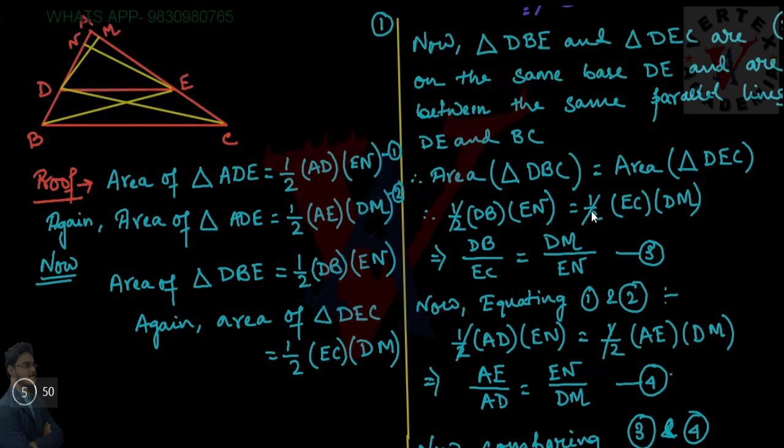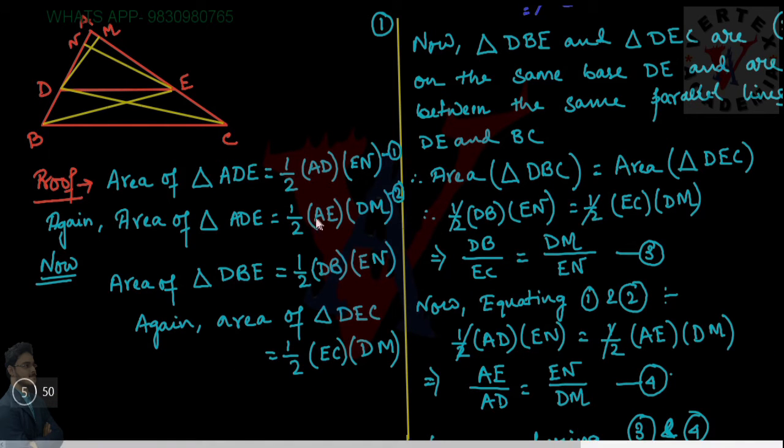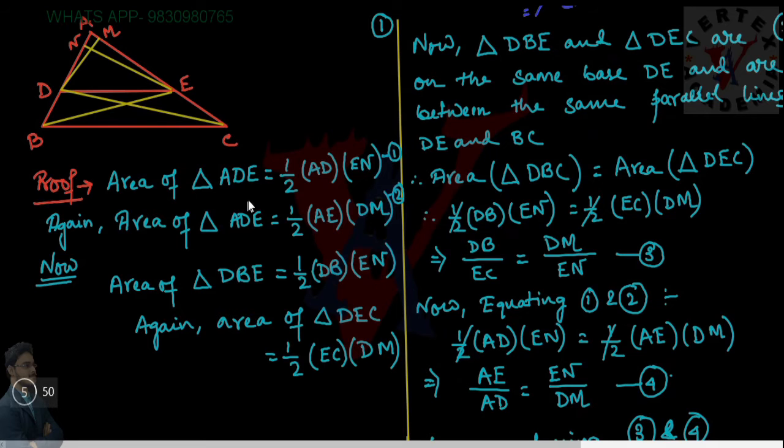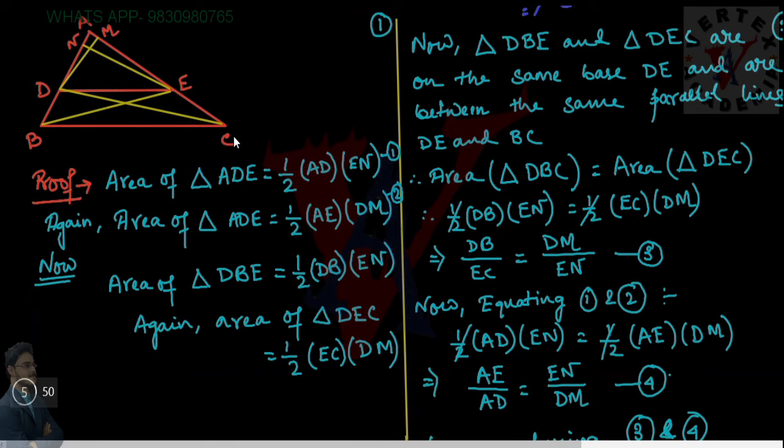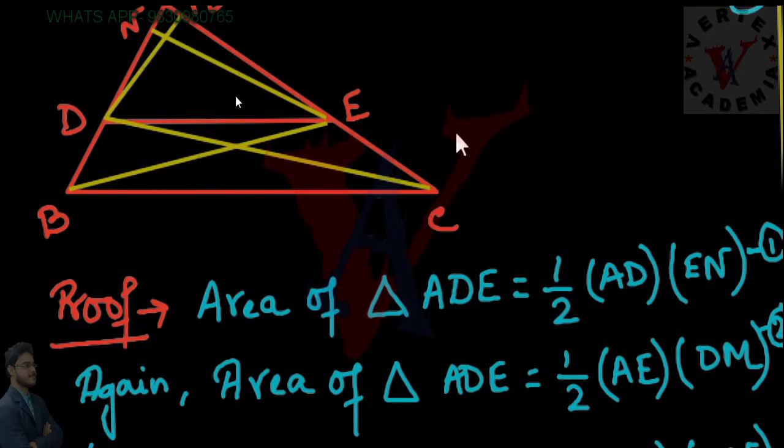Okay, so let us now start the proof. As I said, we have to consider the areas and do some algebraic manipulations with them. So first thing, we start with the area of triangle ADE, right? Let me zoom a bit, it will be easier for you to understand then. So, area of triangle ADE.